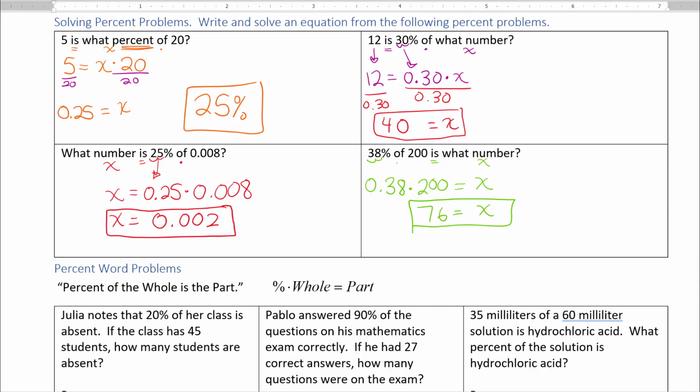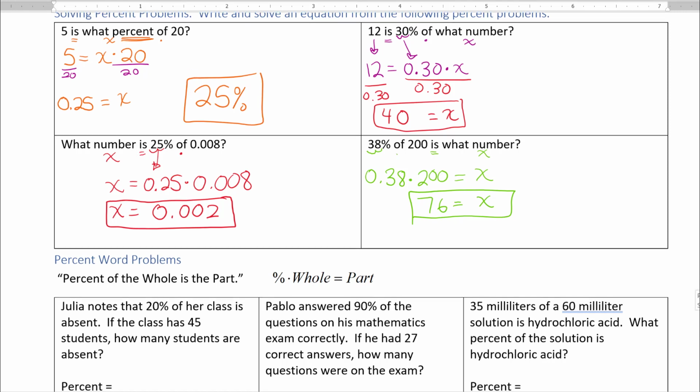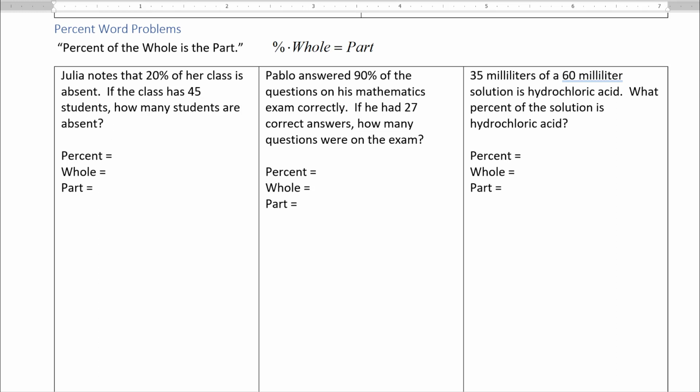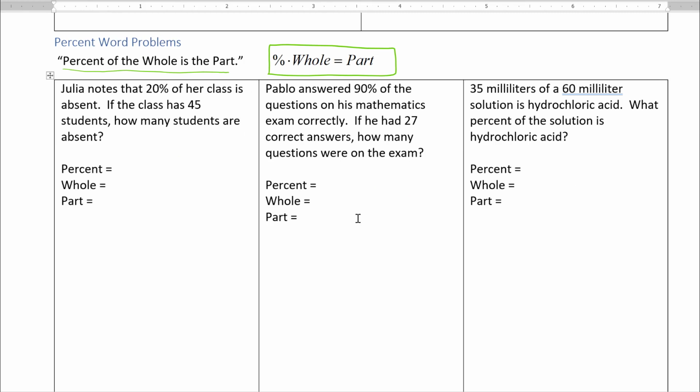So now we're going to be doing some more word problems. These deal with parts and wholes. We'll go ahead and read it, and as you're reading it, I want you to think about what the numbers are. Are they a percent? Is it part of the whole, or is it the whole? And we know that in this equation, we have percent of the whole equals the part. So written out, percent of the whole equals the part, here in words.